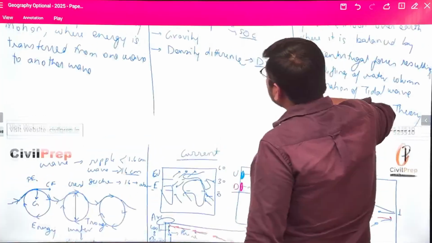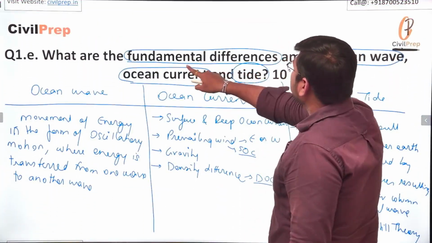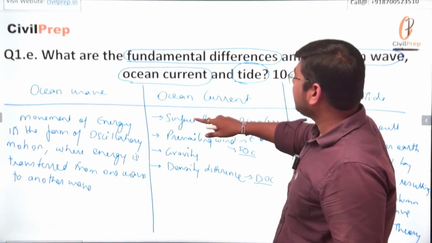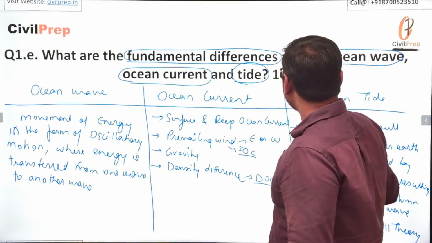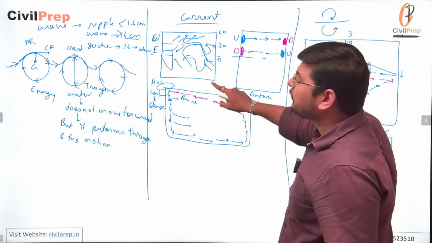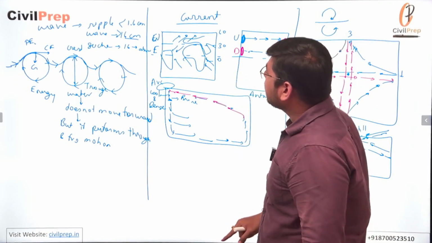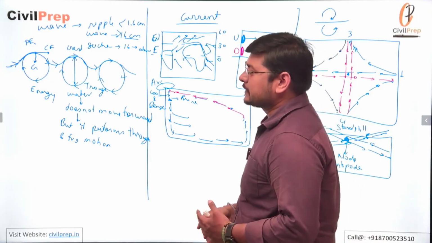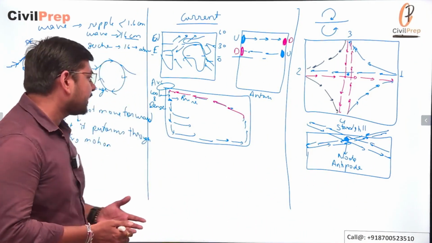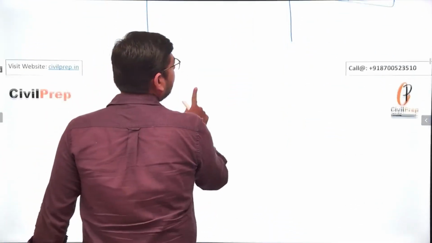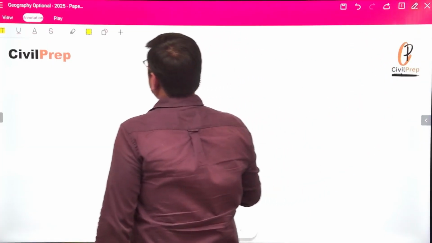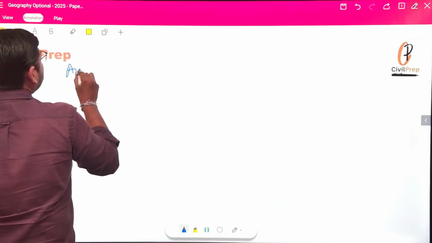Now, looking at the question again: what are the fundamental differences among ocean waves, ocean currents, and tides? Here we have explained with the definition what these three are. Then we are explaining how they are formed differently. Then we can see what their applications are. Under the application part, we can look at it with respect to the development of energy.